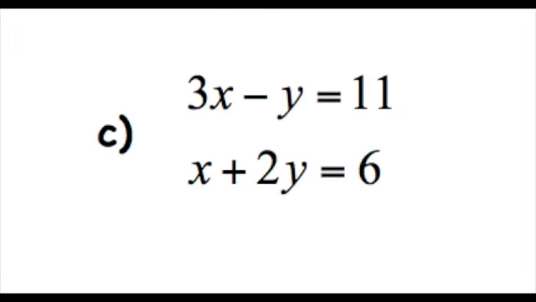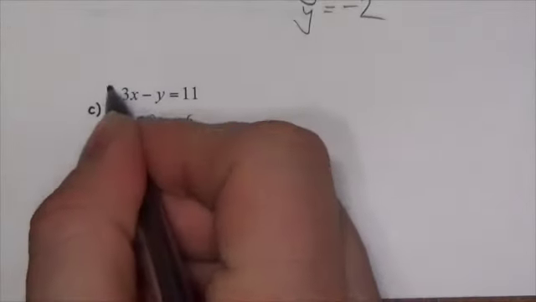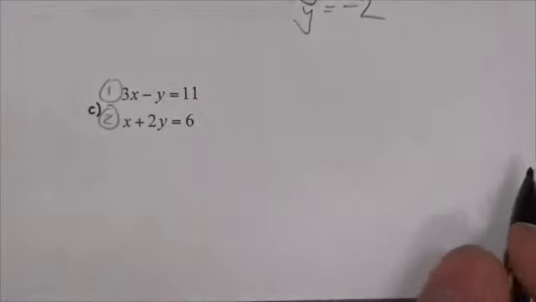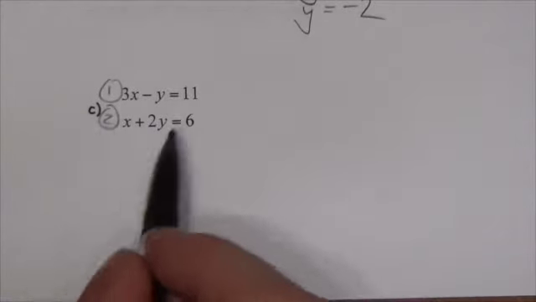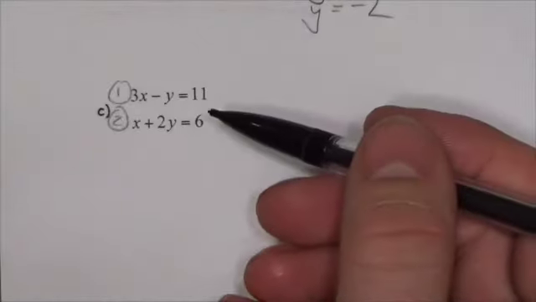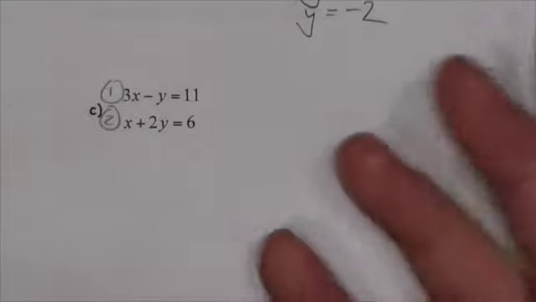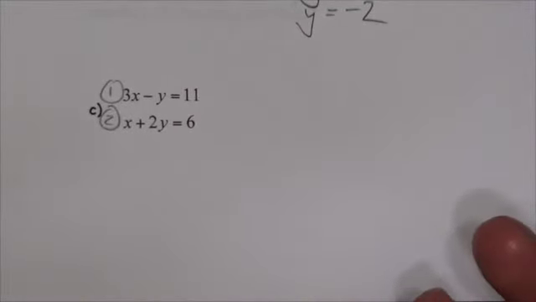Solve by elimination. 3x minus y equals 11. x plus 2y equals 6. So for this system, let's label this 1 and 2, so we know what we're talking about. When you take a look at the coefficients here, notice that there's nothing that matches up. So this is not just a simple process of adding or subtracting these equations. We now have to adjust something here to make it work.